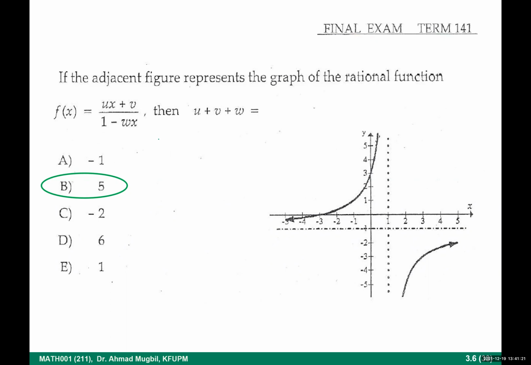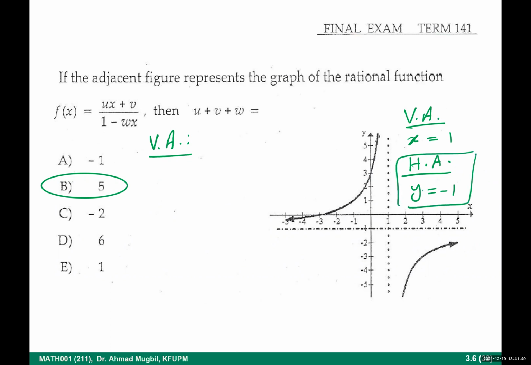So from the graph, what is the vertical asymptote? Let's write them here. Vertical asymptote from the graph is x equals 1, right? Now the horizontal asymptote from the graph, y equals negative 1. If we need anything from the graph, we will go back and get it from here, okay?